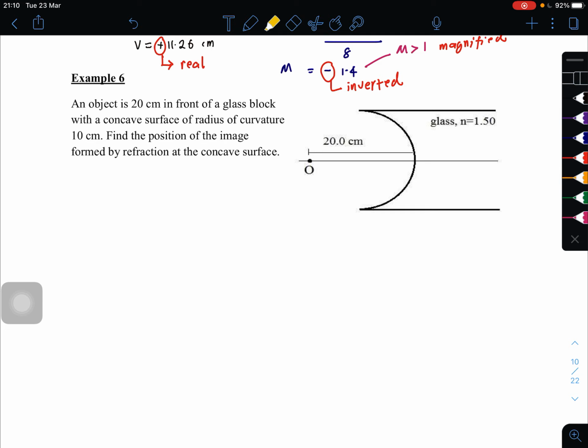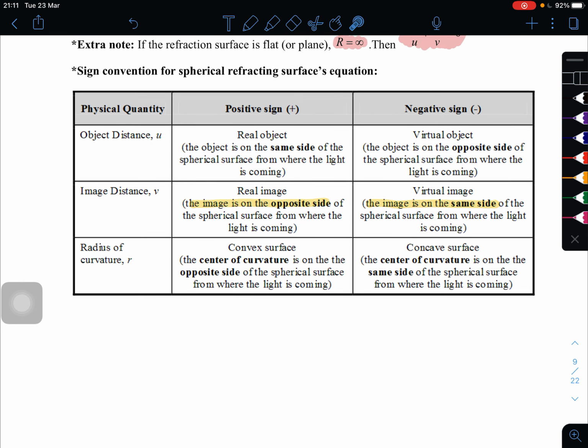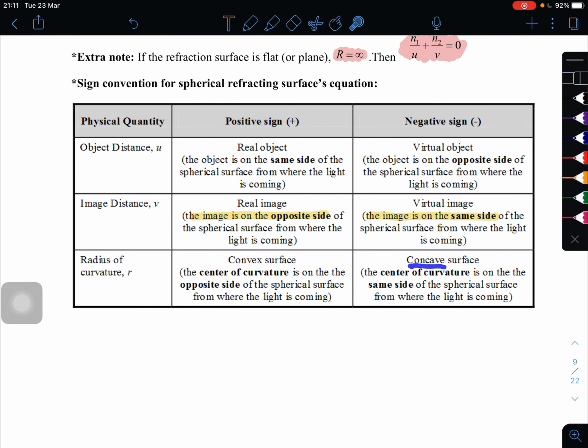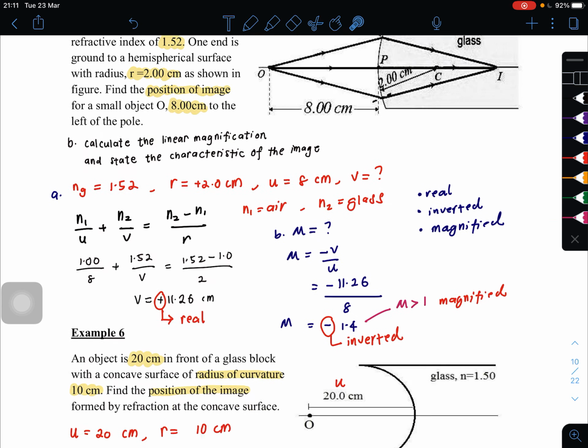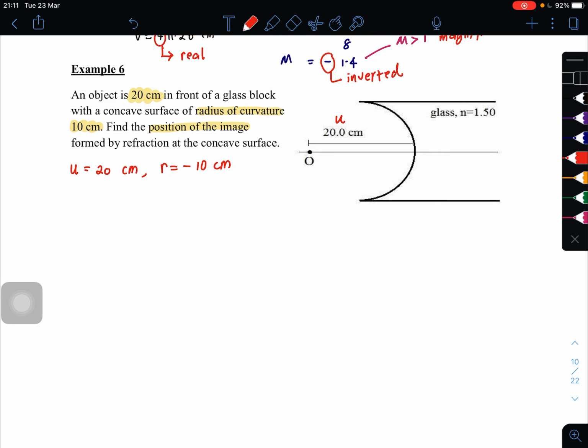Okay, so highlight dahulu. Kita ada 20 cm ni adalah value for u. And then we have radius of curvature 10 cm. Find the position of the image. So kita ada u 20 cm and the radius is 10 cm. But since dia adalah concave kan, so if you tengok dekat table, if it's concave surface, radius of curvature dia mestilah negatif. So kita letakkan negatif dekat sini. And then we want to find the value for v.